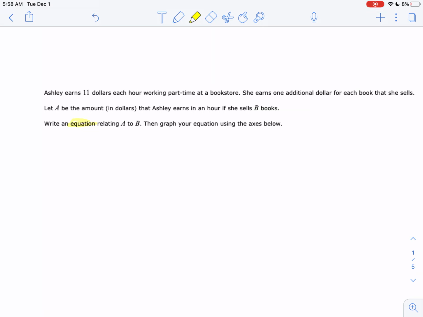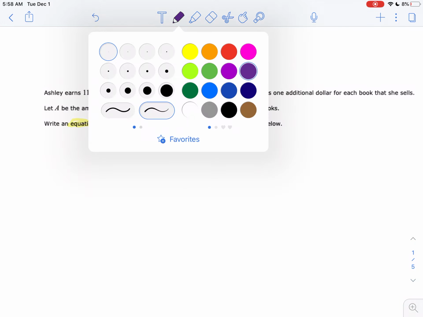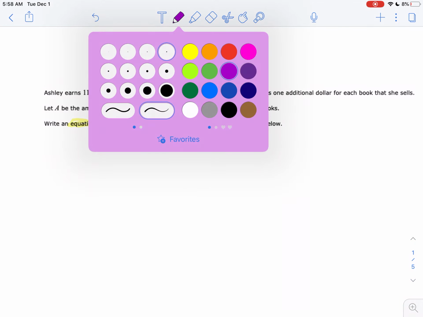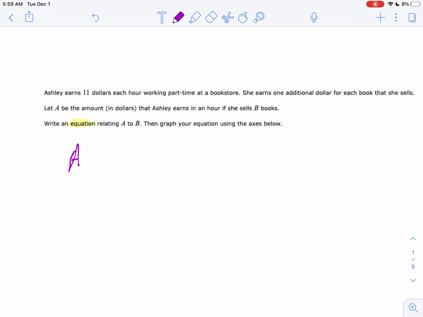Equation has an equal sign. Your problem didn't have an equal sign. So I think you're kind of on the right track. It should have been A equals, that's a little thin, I'm going to make that a little bit thicker for us. So A equals 11, because that's how much she earned, plus 1B.